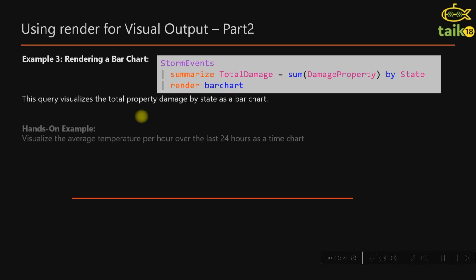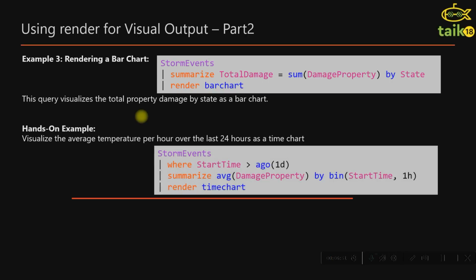That's great. So this is what we are going to talk about here. If you want to visualize the average damage property per hour over the last 24 hours, in that case we can use summarize average damage property by bin start time equal to 1 hour, render into time chart. But here there is a where clause, so start time equal to ago 1 day. So it's going to give us the data only for the last 1 day if you want to visualize that.